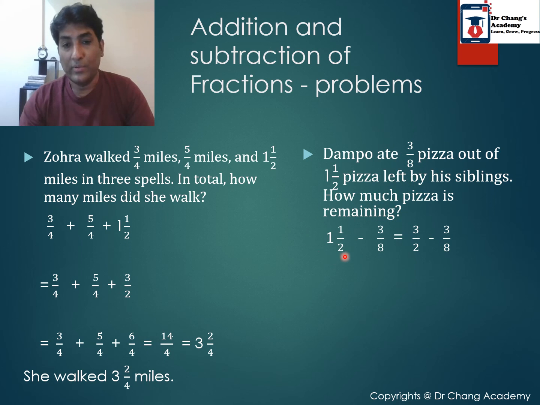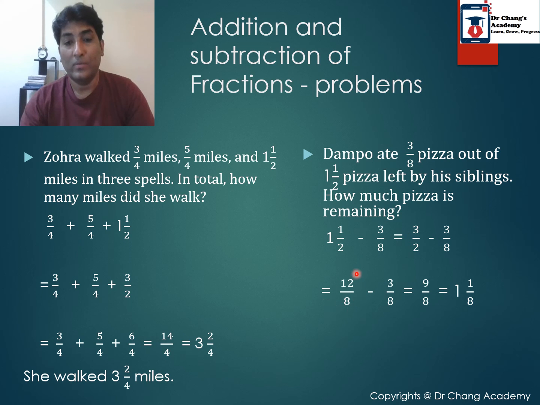So what we do is 1.5 minus 3/8. Well, that's what Dampu ate. Okay. So first we change this mixed fraction into an improper fraction. Same way we did here. Now we find the equivalent fraction, which has 8 as the denominator. So 4 times 2 is 8 and 4 times 3 is 12. So 12/8 is the equivalent fraction of 3 halves.